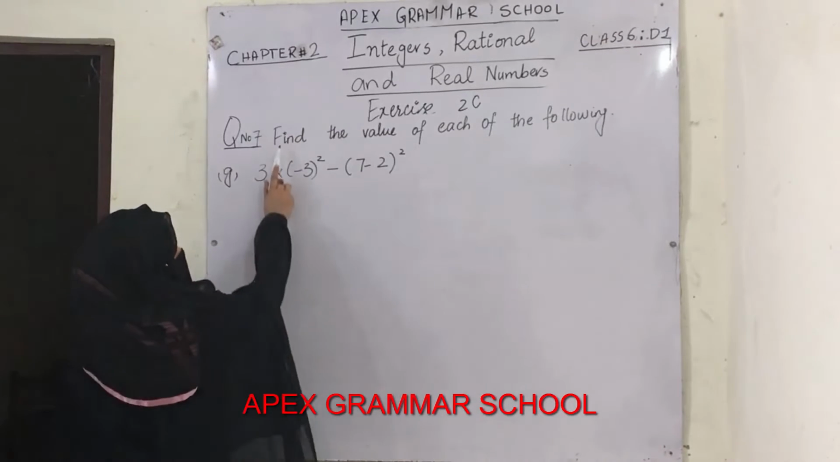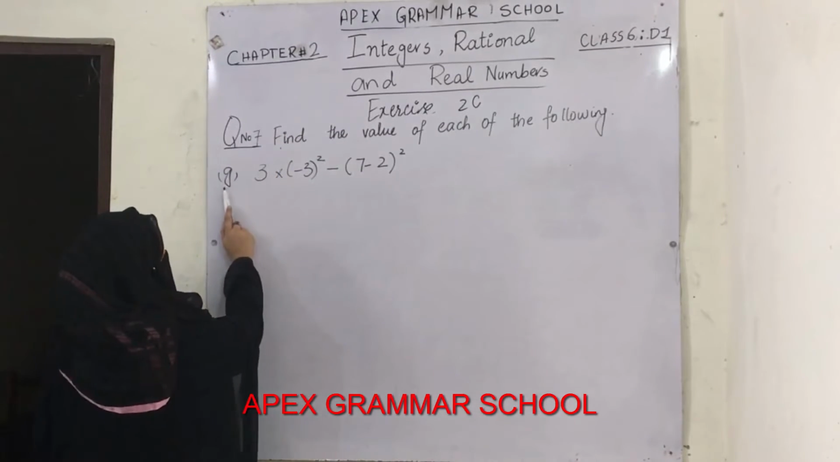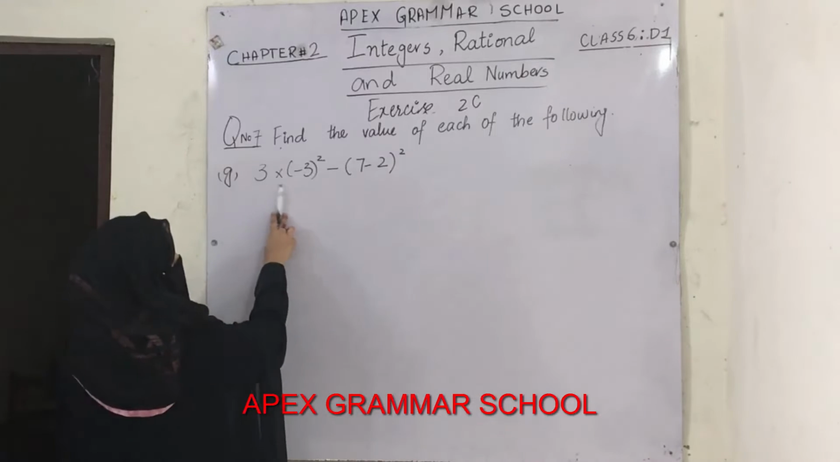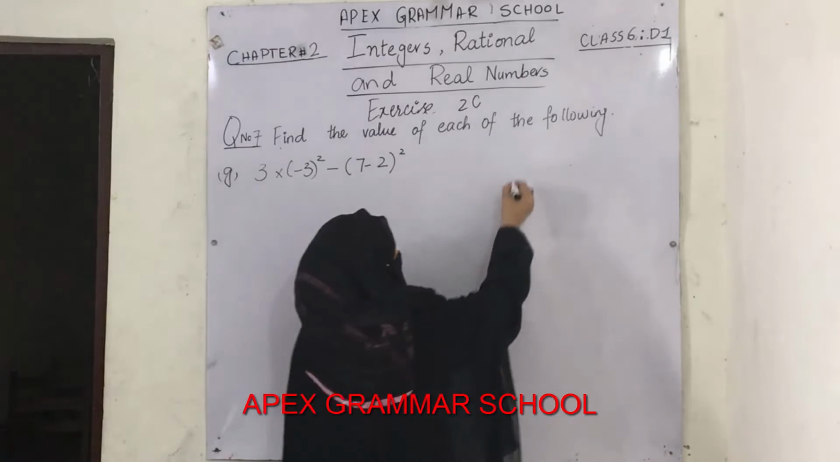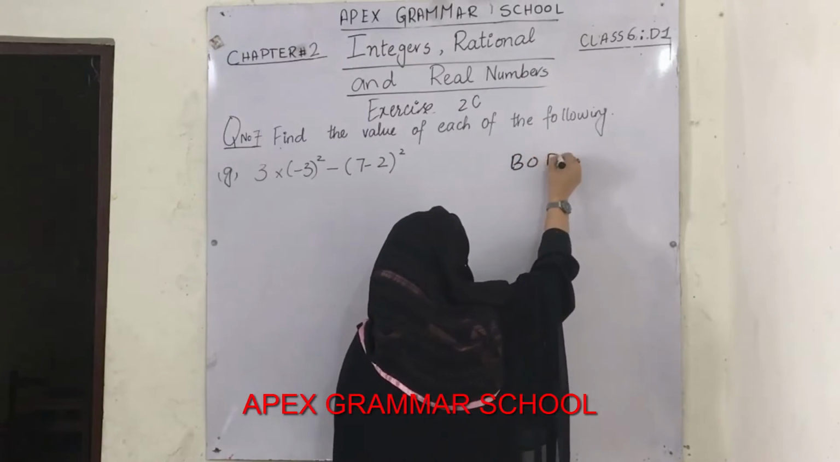Question number 7. Find the value of each of the following. G part. As you can see, there are many operations, so we have to use the BODMAS rule.